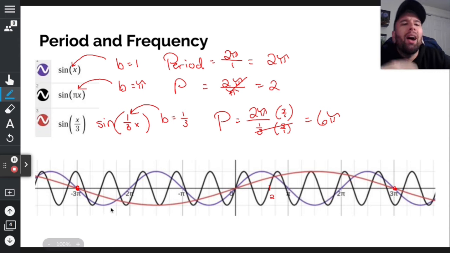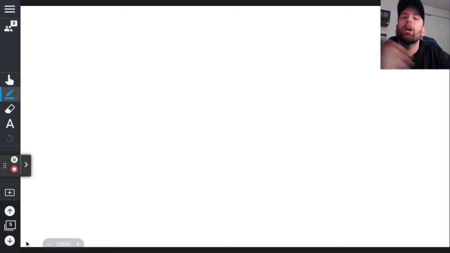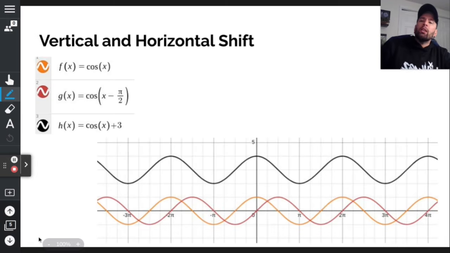Okay, and the frequency kind of has to do with a rate, so to speak. It actually deals with the angle measurement created by a circle. That's something that we'll see in future videos, I'm sure, knowing myself. Last but not least, we're going to look at the vertical and the horizontal shifts.